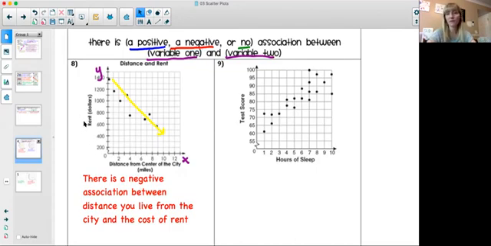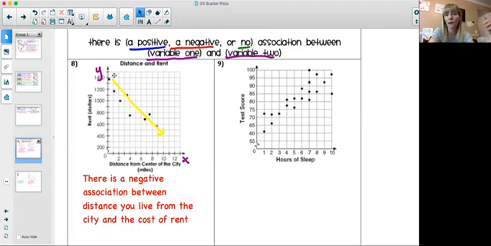That means if you think of downtown Salt Lake, as your distance from the city gets bigger, you get farther away, what happens to your rent? Your rent gets cheaper. This also means the opposite direction. If you get closer to the center of the city, your rent gets more expensive. It just costs more to live right within a city. I don't know why, it's just the way it is.